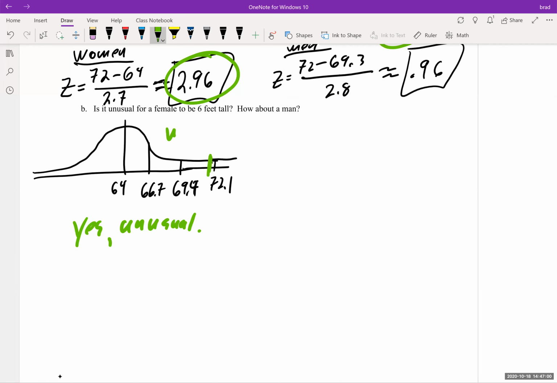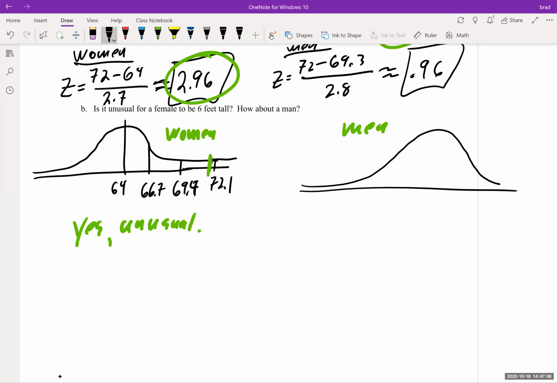Now for men, let's look at the drawing. Right here's the mean. What's the mean for men? 69.3. Then we're going to walk 2.8, and that'll be right here, 72.1. Then we walk another 2.8, and that'll be 74.9. And then another 2.8, and that'll be 77.7.